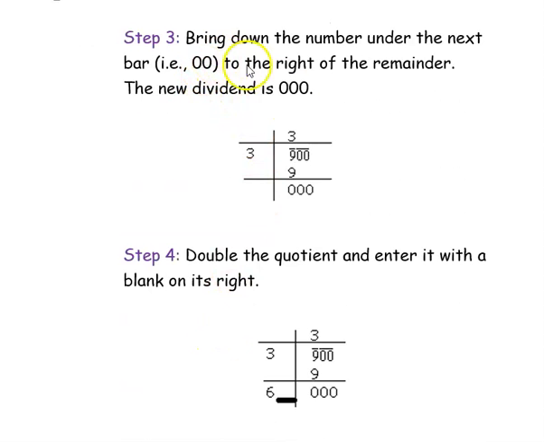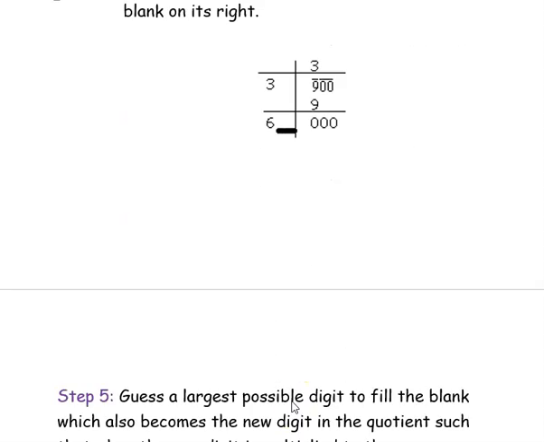In the next step, we have to bring down the number under the next bar. The number under the next bar is 0, 0. So I have written 0, 0. So the new dividend will be 000. Next step, I am going to double the quotient and enter it with a blank here. The quotient is 3. So I have doubled it and entered it here. So 3 will become 6, and I entered it with a blank on its right.